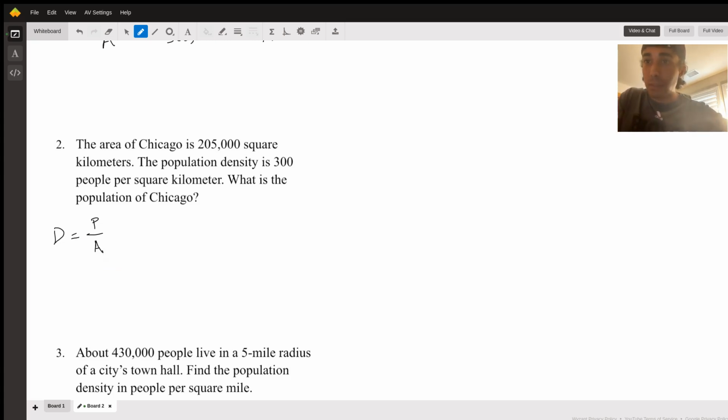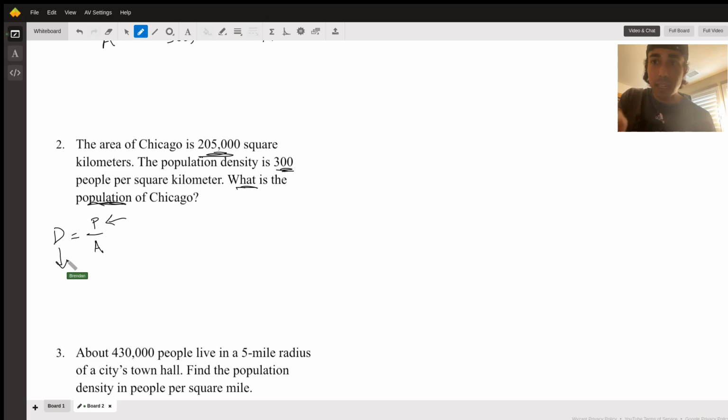So again, this time it's asking for the population. So we're solving for P, right? We're not solving for D this time. It asks for the population, so that's what we want to look for. The area is 205,000 and the density is 300.